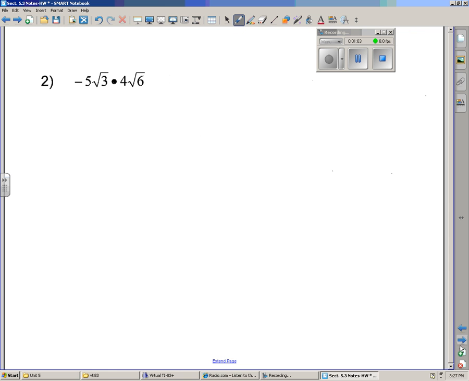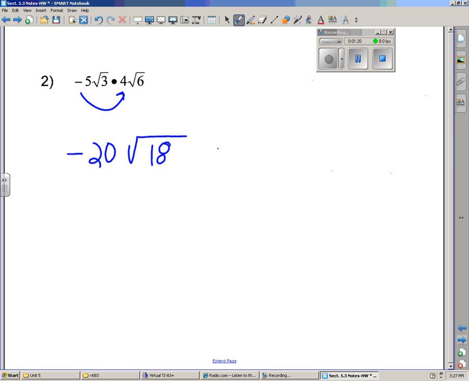Number 2, I've got negative 5 radical 3 times 4 radical 6. Remember, you can only multiply both numbers that are outside the radical and those that are both inside. So the outside numbers give you negative 20. The numbers underneath the radical give you 18.